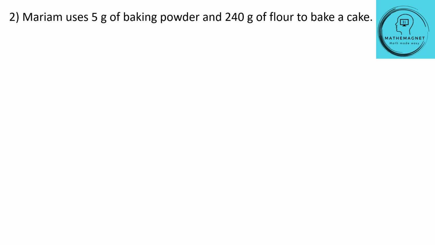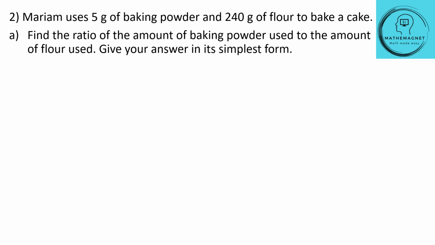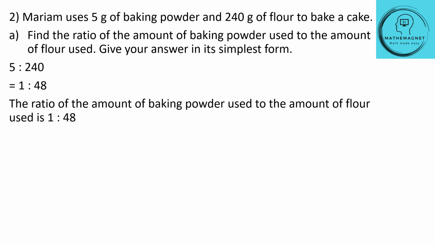Question number 2. Mariam uses 5 grams of baking powder and 240 grams of flour to bake a cake. A, find the ratio of the amount of baking powder used to the amount of flour used. Give your answer in its simplest form. So we know baking powder is to flour will be 5:240. Now to make it in a simplified form, it will be 1:48. So the ratio of the amount of baking powder used to the amount of flour used is 1 is to 48.